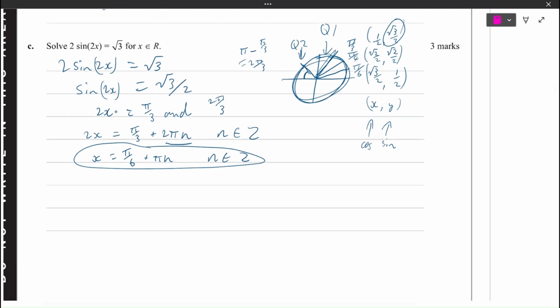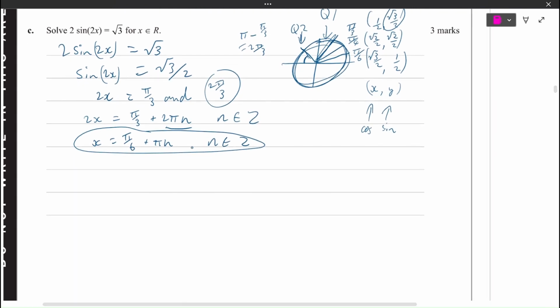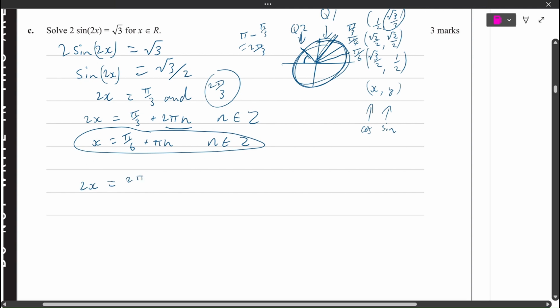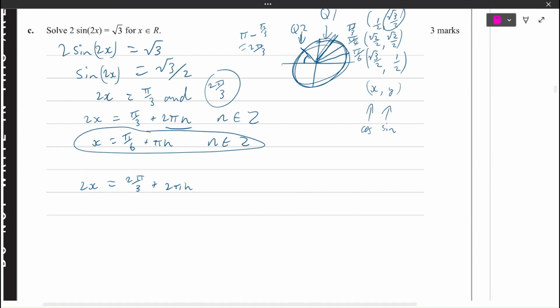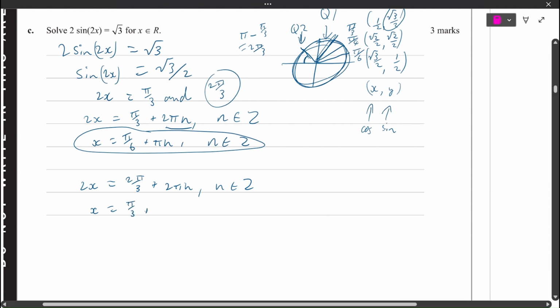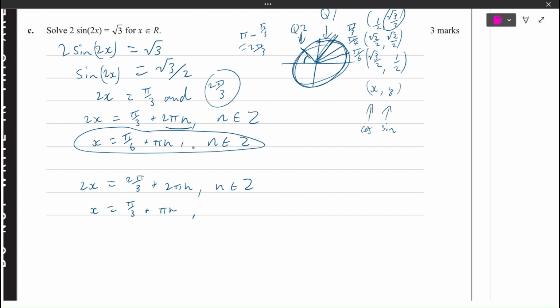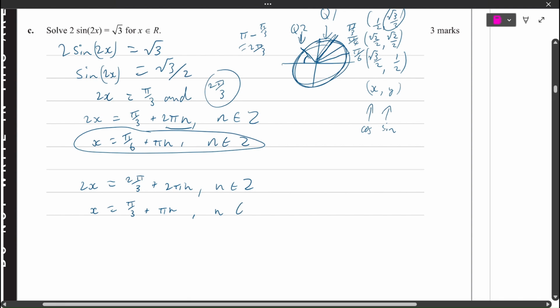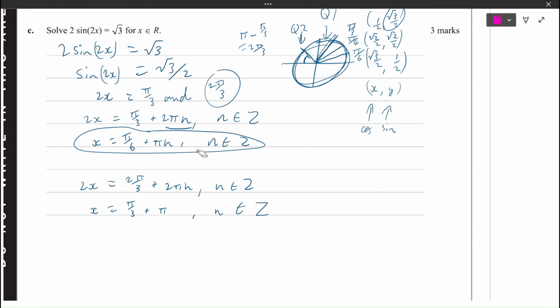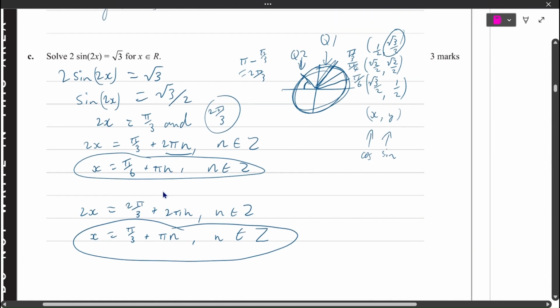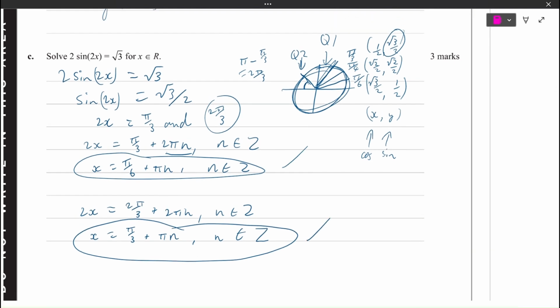The second one, where we use 2 pi on 3, so 2x equals 2 pi on 3 plus 2 pi n, where n is an element of all integers, and we solve for x, so x equals pi on 3 plus 2 pi n divided by 2, so just plus pi n. n is an element of Z. And this will be your second answer, and you will get the full 3 marks for this, and then all your working as well.